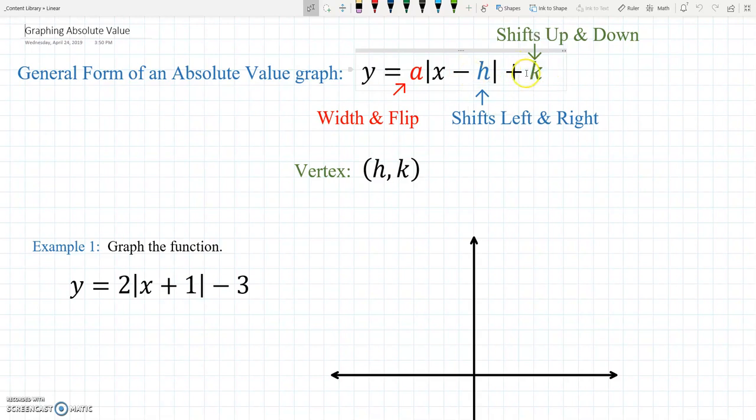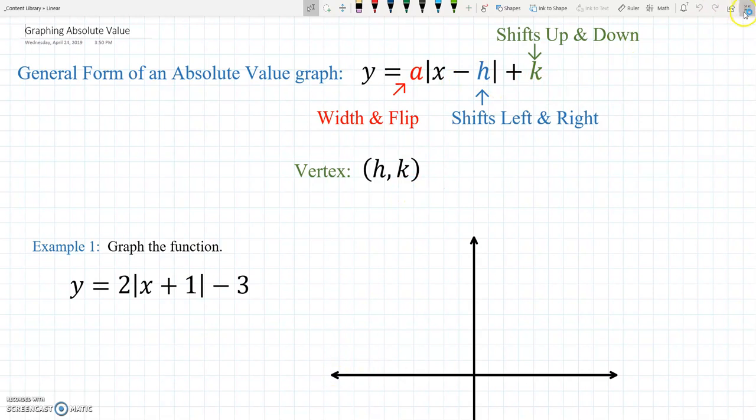All right, since this k has a plus in front of it, you don't have to worry about all that opposite stuff. If it says plus 10, you move it up 10. If it says minus 10, you move it down 10. Because right up here you can see where it says all this number is doing is shifting something up and down. All right, now before we get into our example, and the vertex is actually at H and K, we'll talk about that here in a second too.